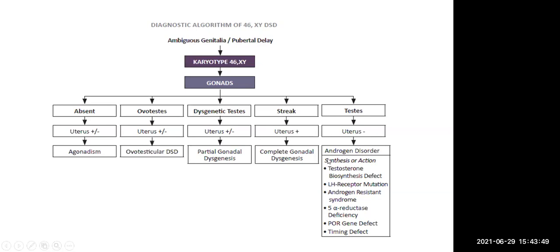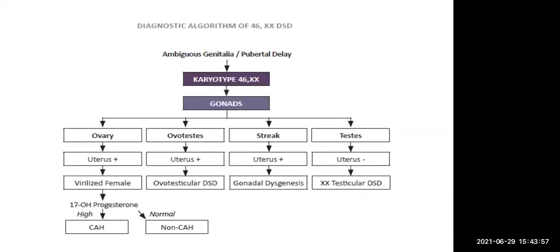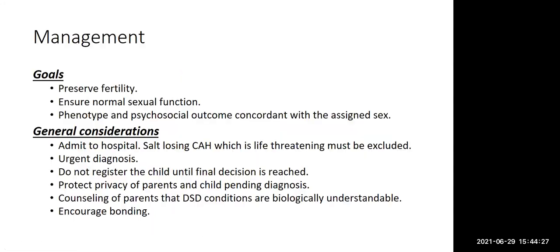And if there is a testis and no uterus, we check for androgen, the hormone disorder, not for the gonadal disorder. Okay, next. It is also the same with the female 46XX DSD. So we check for the gonad itself, whether there is ovary or just ovotestis or streak, or testis itself. And then, okay, the important thing is we have to screen or exclude the CAH first. So this is just diagrammatic how we want to approach the patient.